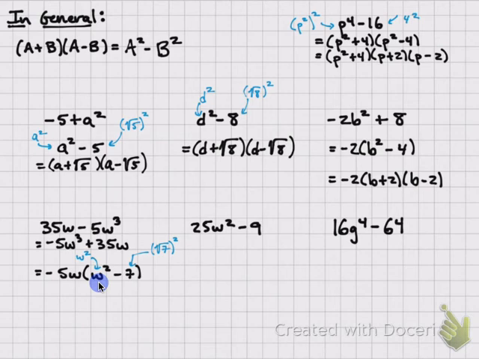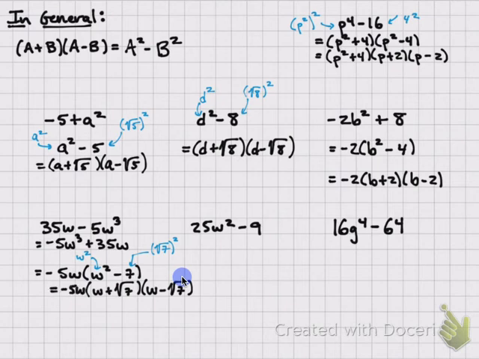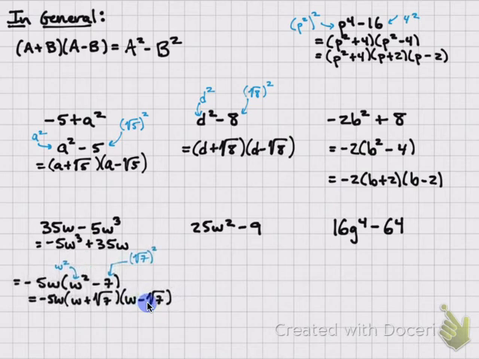So we can factor this part as w plus the square root of 7 times w minus the square root of 7. And of course, we want to bring down that common factor of negative 5w from before. So we have our full, complete factorization right here. Awesome. Just a few more. Let's take this and kind of move it out of the way, shall we? Yeah, that's a lot better.